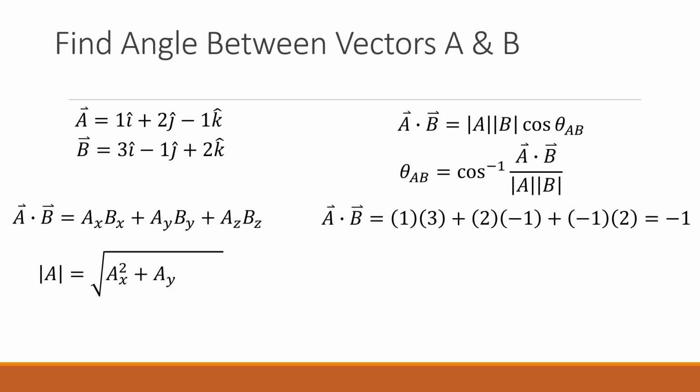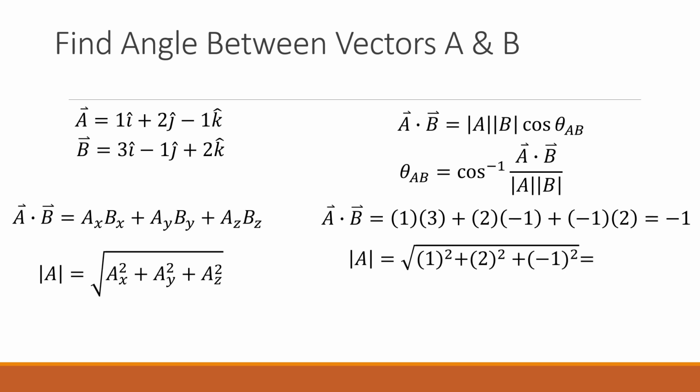To solve for the magnitude of our vector, we're going to do the square root of the sum of the squares, the x component squared plus the y component squared plus the z component squared, then take the square root of all of that. For our A vector, it ends up being the square root of 1 squared plus 2 squared plus 1 squared. Any negative value squared, we're going to lose our negative, right? The magnitude of B ends up being the square root of 3 squared plus 1 squared plus 2 squared, that ends up being the square root of 14.